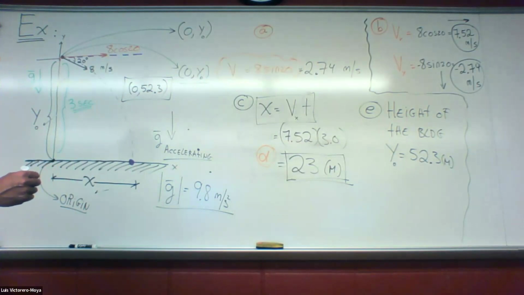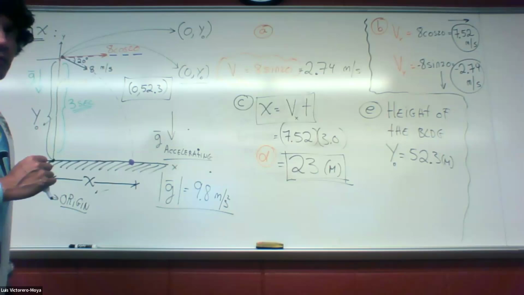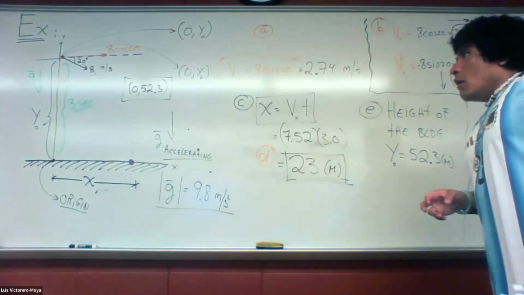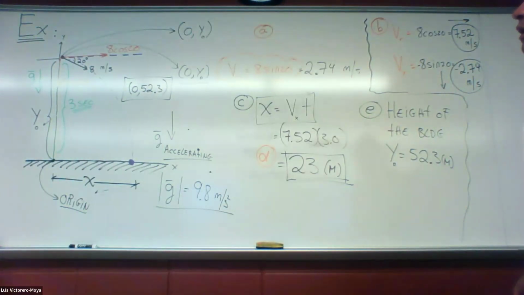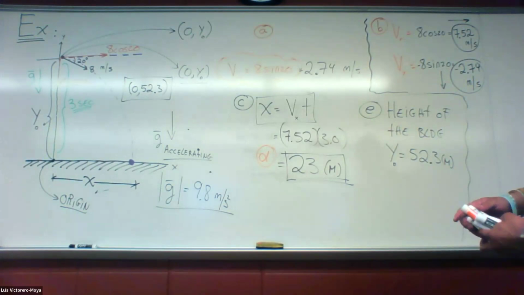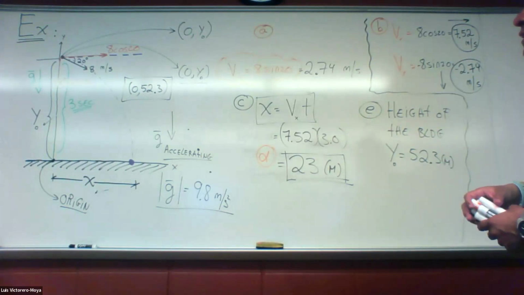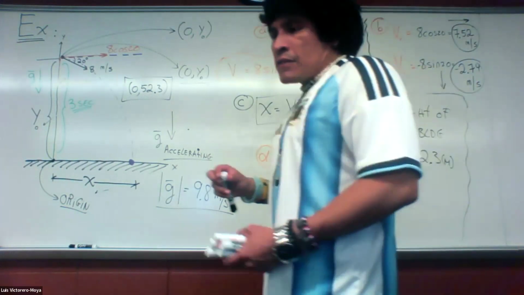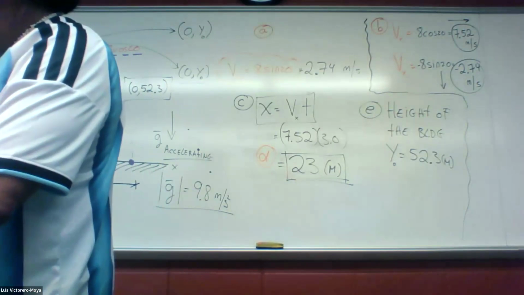That's an example of 2 dimensions. Very easy to start today's class. I think as long as you remember that you have to break the velocity into components, and if you're given the time, it makes things much easier. You just have to use the y equation, which, by the way, that's what I'm going to be doing now.